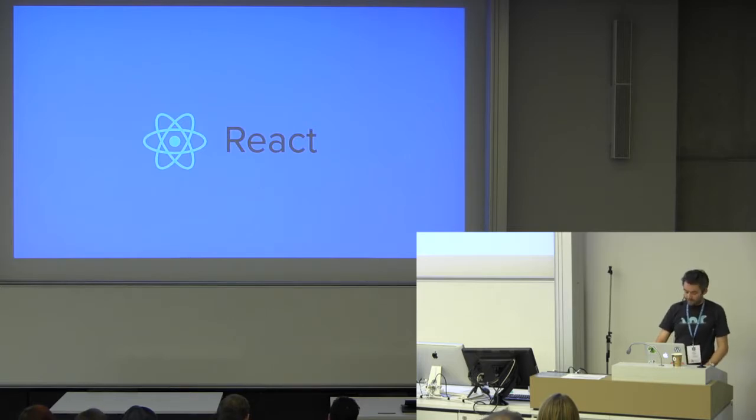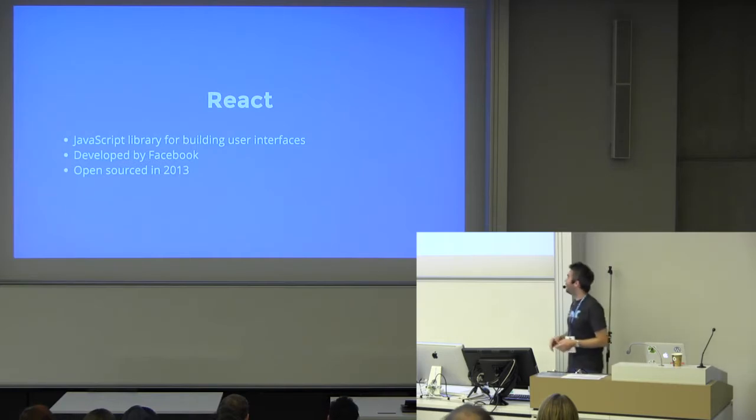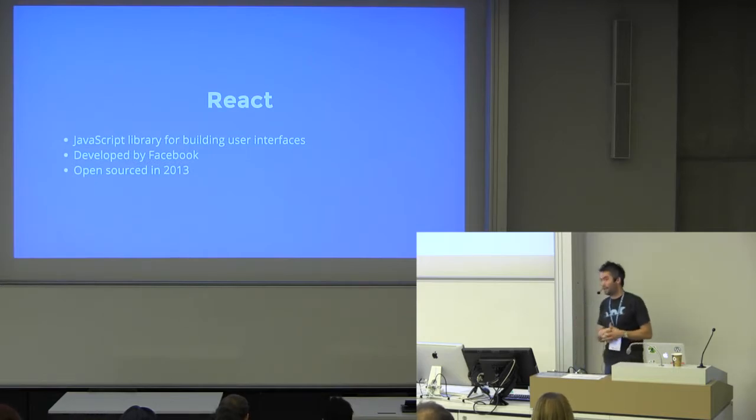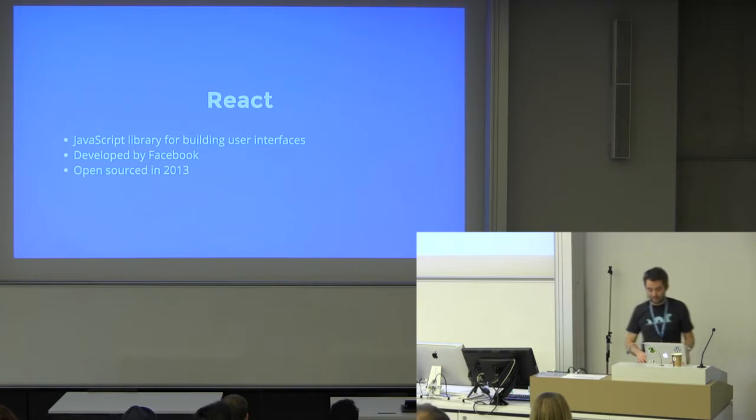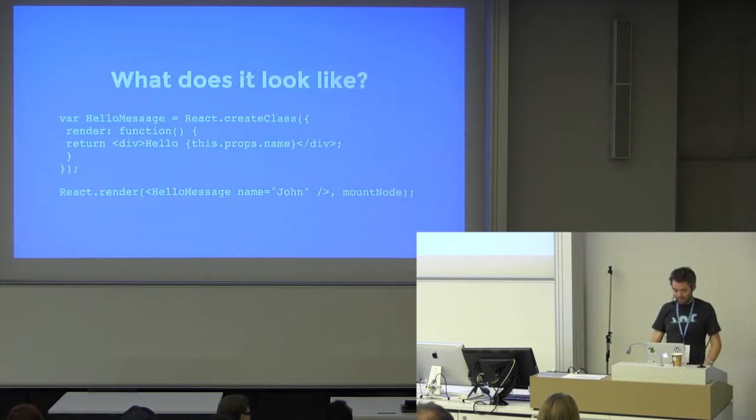So React. There's a talk coming up after this, so I won't go into too much detail. React is a JavaScript library for building user interfaces. It was developed by Facebook, and I think it powers the entire web experience of Instagram. And it was open sourced in 2013. I've got some links at the end for resources on it. It's really nice. It's really lightweight. It's not a framework. It just helps you build user interfaces, which if we're talking about theming, is quite important.